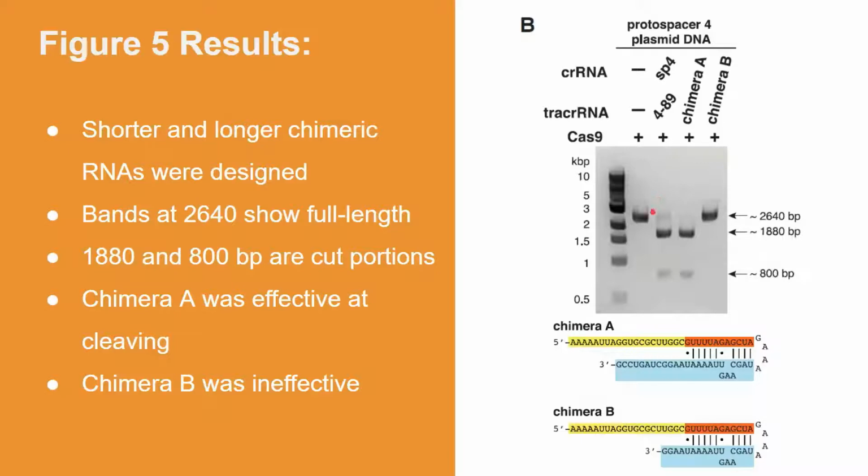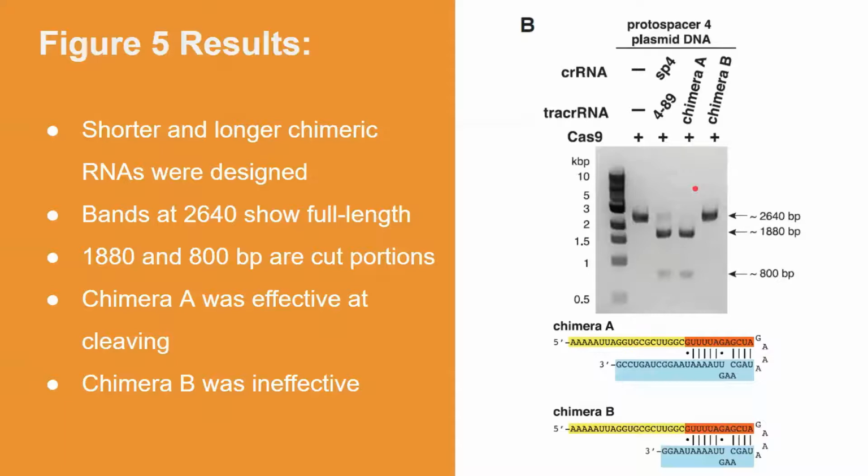And unlike lane 2, we can see that there are bands present at 1,880 base pairs and 800 base pairs, which shows that Cas9 was effective and was able to cleave the linearized plasmid into two pieces. Now looking at lane 4 and lane 5, we can see that Chimera A, the longer Chimera, was very similar to lane 3 in that bands appeared at 1,880 and 800 base pairs, which shows that Chimera A was able to cleave the linearized plasmid.